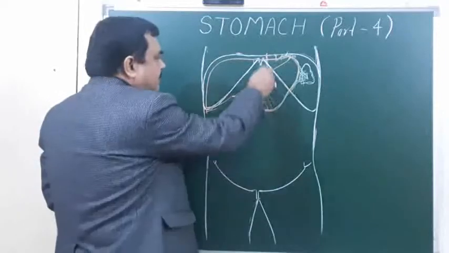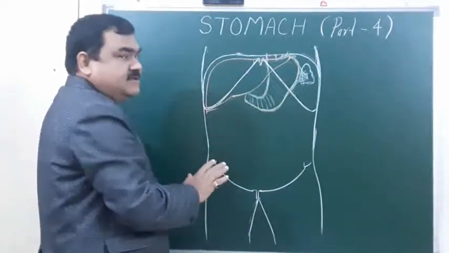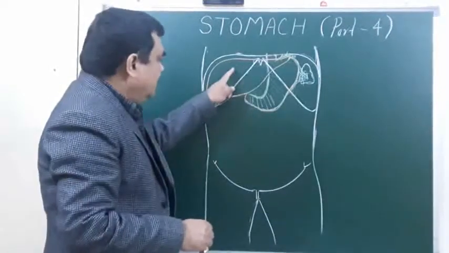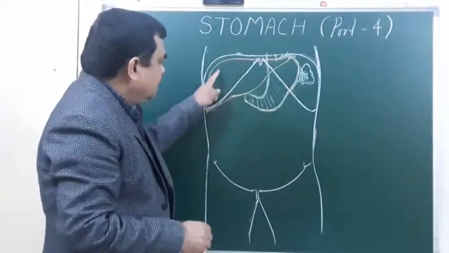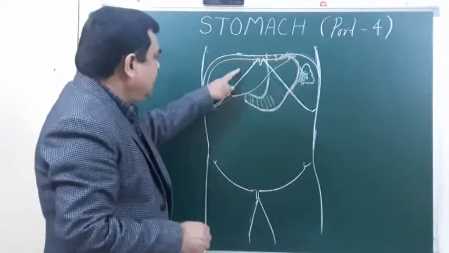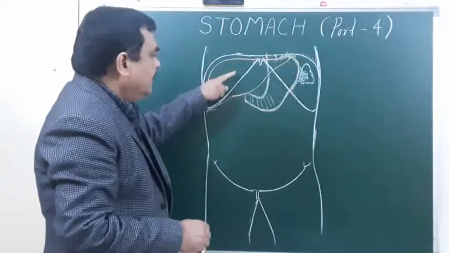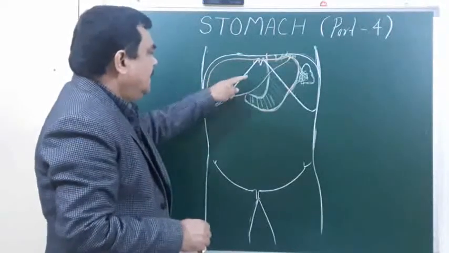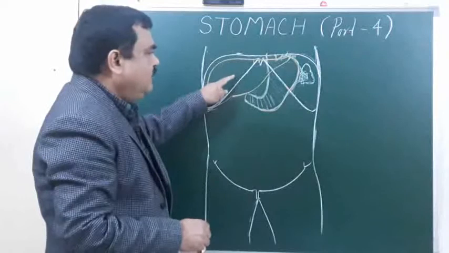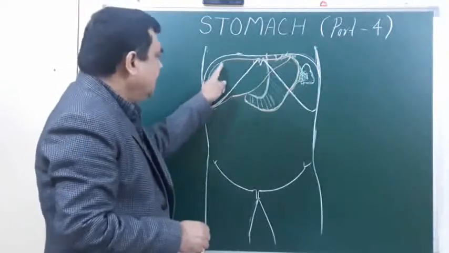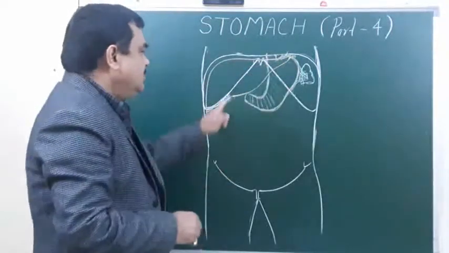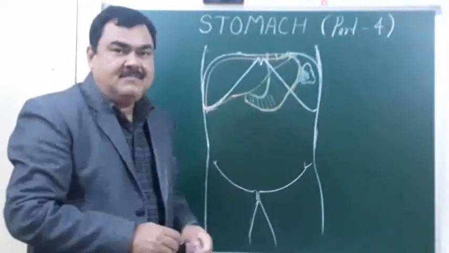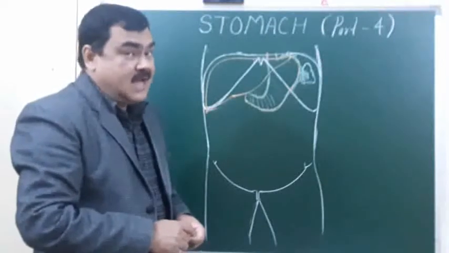Here lies the anterior abdominal wall. So from superficial to deep: anterior abdominal wall, then costal cartilage and ribs, then the diaphragm. Deep to the diaphragm, there is the liver. So it is related with the liver, diaphragm, and anterior abdominal wall. This is the anterior relation.